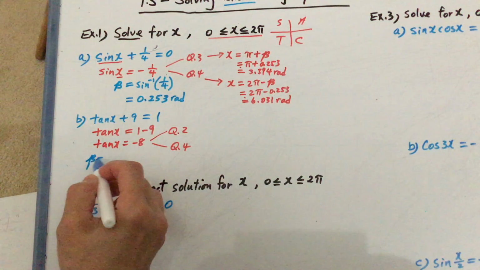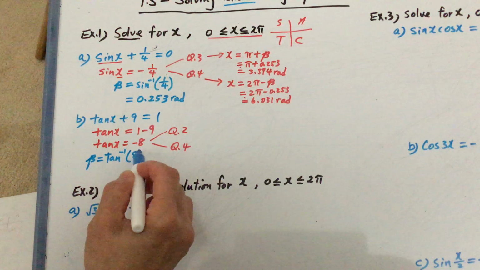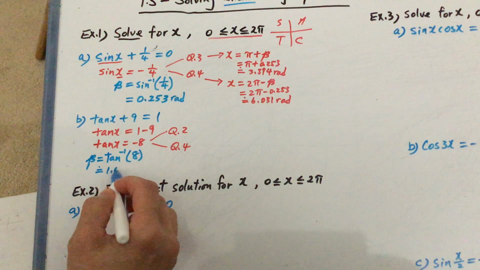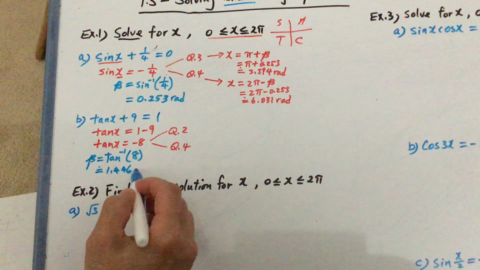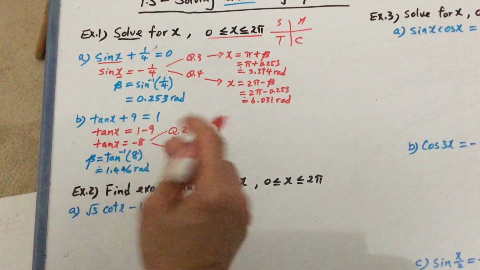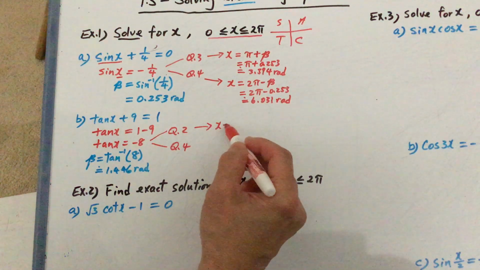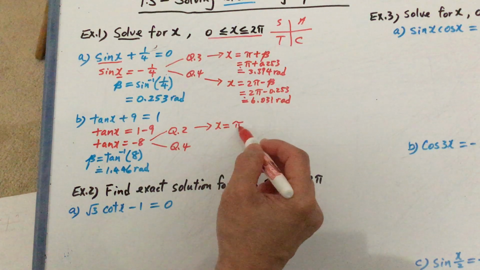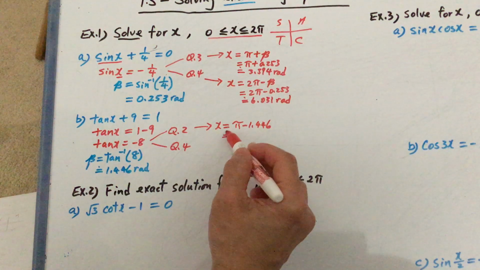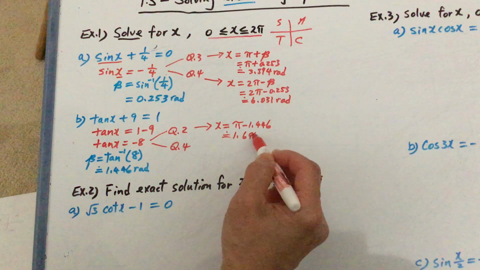So again, I'm taking the beta, so negative of the tangents, but I put in a positive 8 here. Okay, again, I'm going to round this to 1.446 rad. Okay, and so over here, when I try to solve for the x, I know that in quadrant 2, my x is going to be equal to pi minus the 1.446. So that will give you approximately 1.695 rad.